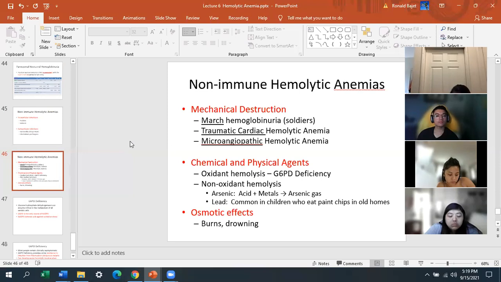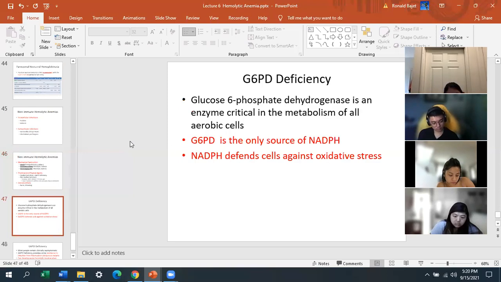And finally, osmotic effects, burns and drowning. If you suffered burns or if you were involved in drowning, that can cause your red blood cells to burst. Osmotic effects, okay? Osmotic effects from burns and drowning. So those are three non-immune hemolytic anemias.